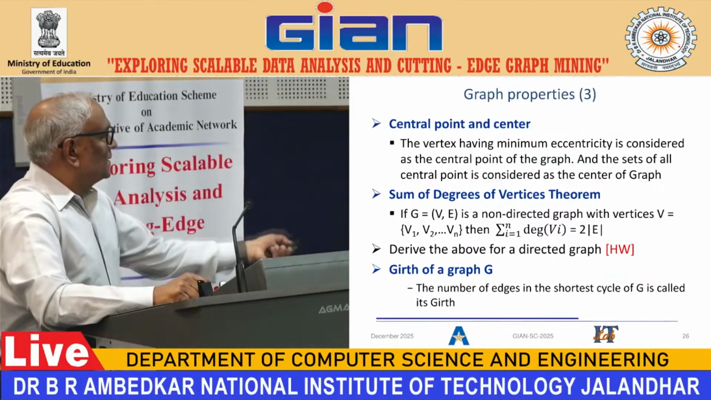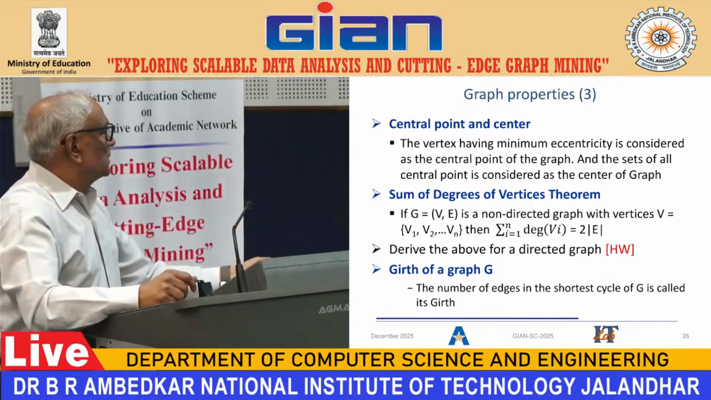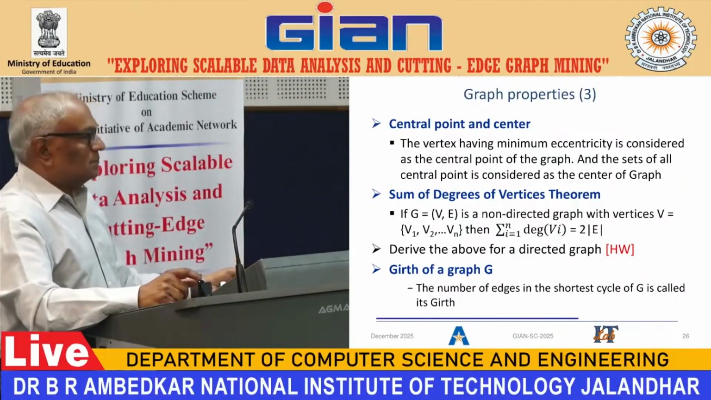Derive the above for directed graphs. Girth. Girth is like the circumference. The number of edges in the shortest cycle of G is called the girth.